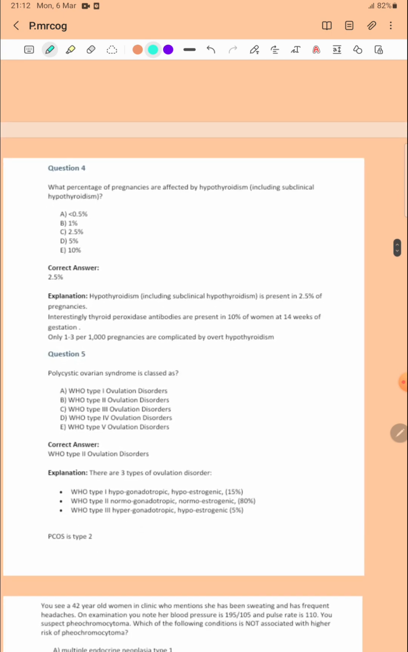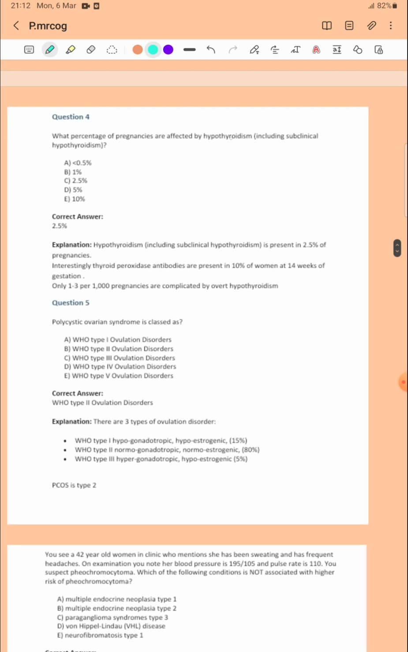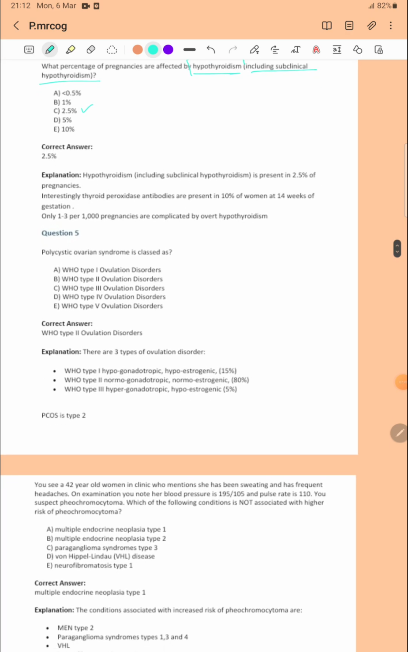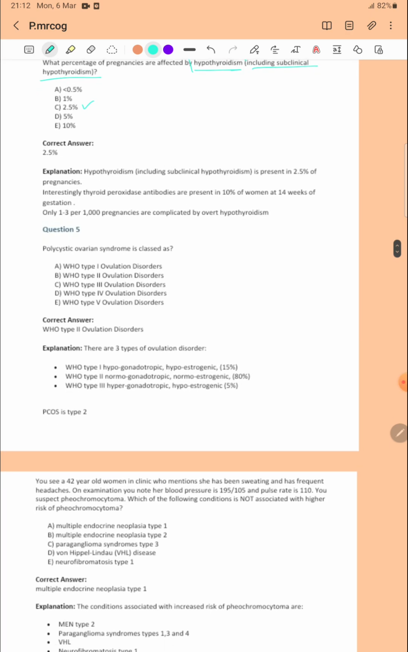Now next question: what percentage of pregnancies are affected by hypothyroidism? That is 2.5%, including subclinical hypothyroidism. Interestingly, thyroid peroxidase antibodies are present in 10% of women at 14 weeks of gestation, and only 1 to 3 per thousand pregnancies are complicated by overt hypothyroidism.